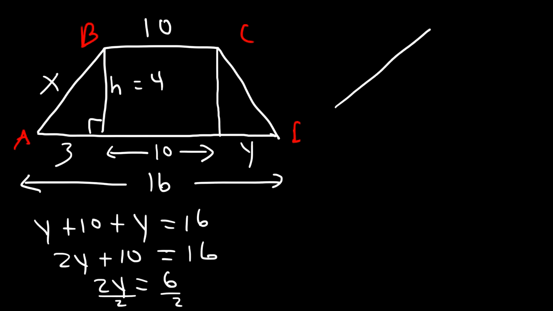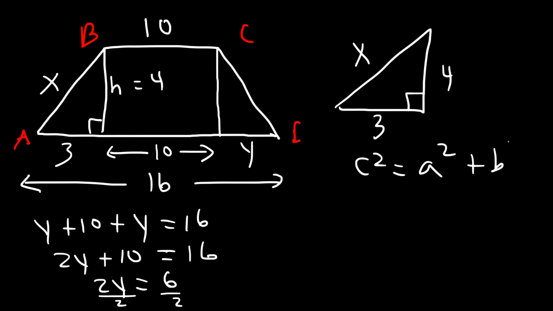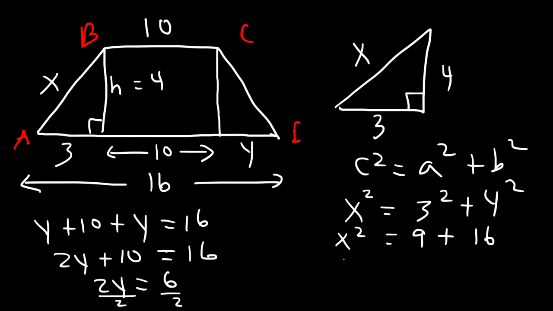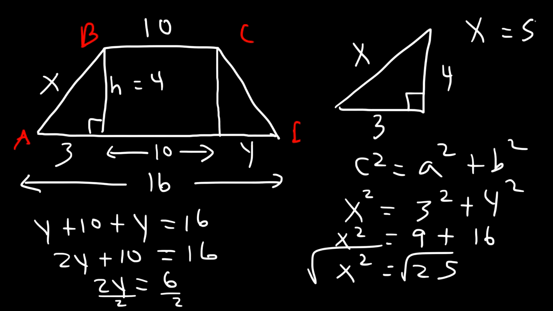Now let's focus on the right triangle. So this is 3, this is 4. We need to find X. So we could use the Pythagorean theorem, c squared is equal to a squared plus b squared. So c, the hypotenuse, is the same as X. A is 3, b is 4. 3 squared is 9, 4 times 4 is 16, and 9 plus 16 is 25. So now we need to take the square root of both sides, and the square root of 25 is 5. So that's the measure of AB. X is equal to 5.